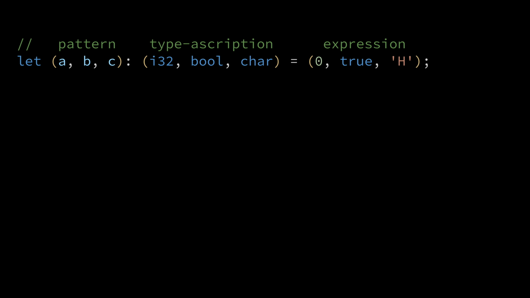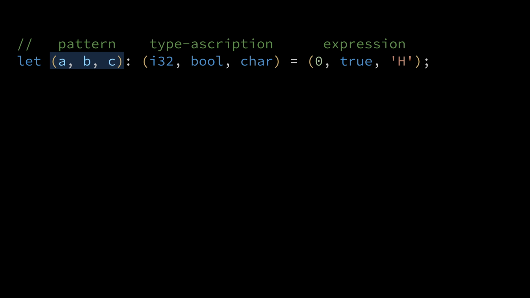And maybe this is obvious, but I want to point it out anyway. The expression is made up of simpler expressions. 0 is an expression, true is an expression, and the character h is an expression. By wrapping those together with commas and parens, we get a tuple expression that produces a tuple value. Similarly, i32 is a type, bool is a type, and char is a type, and we wrap those together to make a new tuple type.